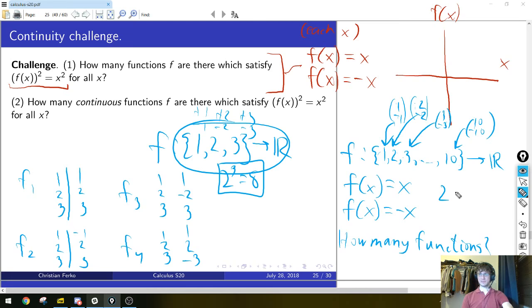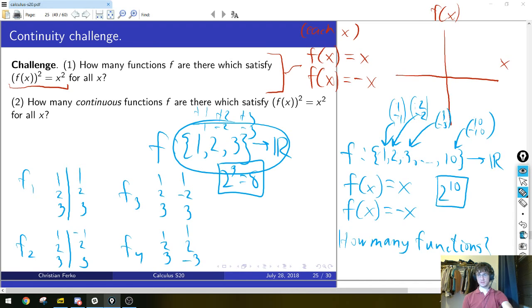I remember years ago, 2011, I had a long chat with her about how people should learn AP statistics in gifted. Very cool person. But, okay, so now you believe there are 2 to the 10 functions from the set 1 to 10 into the reals.